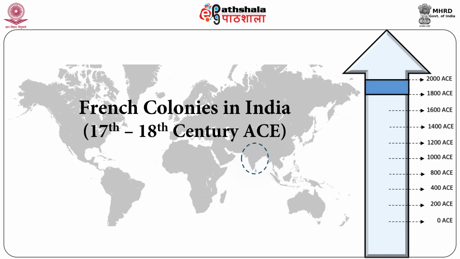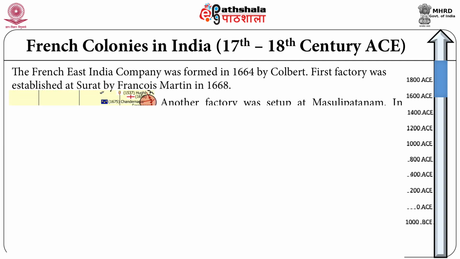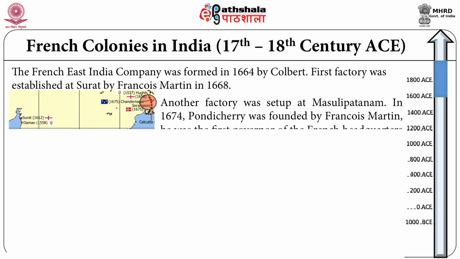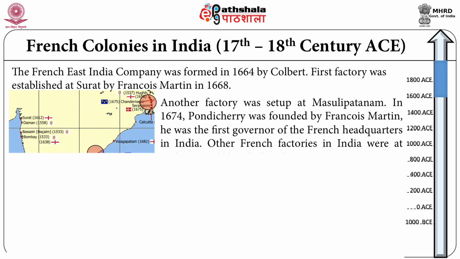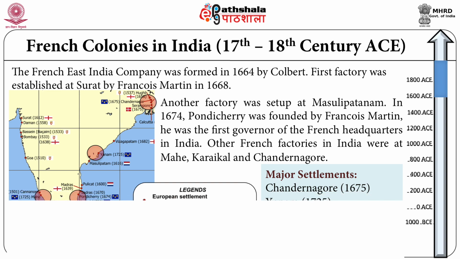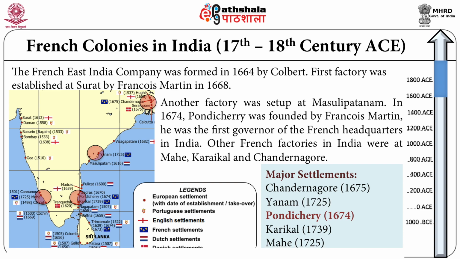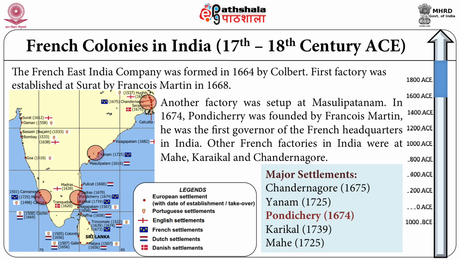Now we come to the French colonies or the French settlements. We see that the French East India Company, which was formed in 1664 by Colbert, started their first factory in Surat, established by Francois Martin in 1668. Another factory was set up in Masulipatanam. And in 1674, Pondicherry was founded by Francois Martin, who was the first governor of the French headquarters in India. Other French factories were in Mahe, Karaikal and Chandarnagar. Chandarnagar is in West Bengal. You can see the settlements from this drawing. The major settlements were Chandarnagar, then Yanam, Pondicherry, Karaikal and Mahe, so both on the western and the eastern coast.